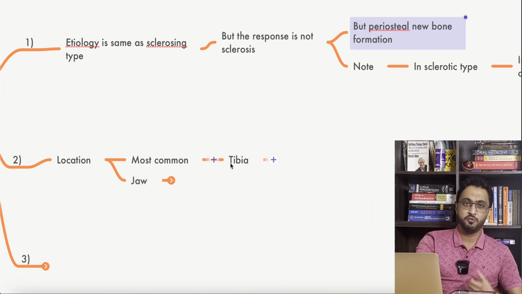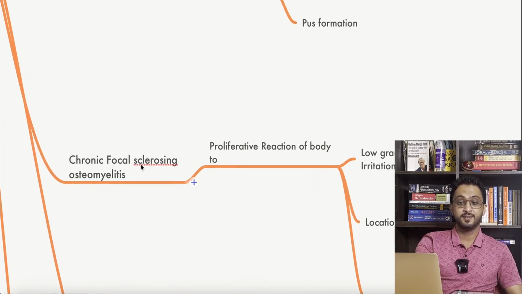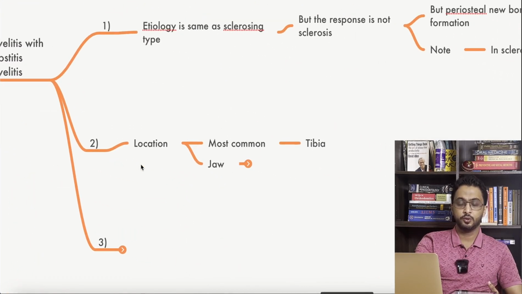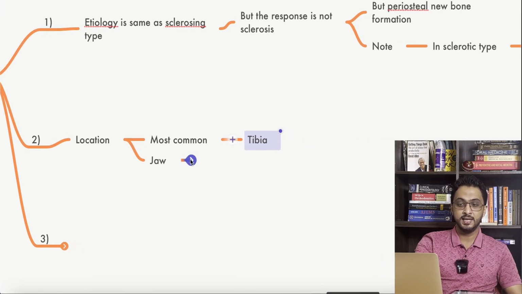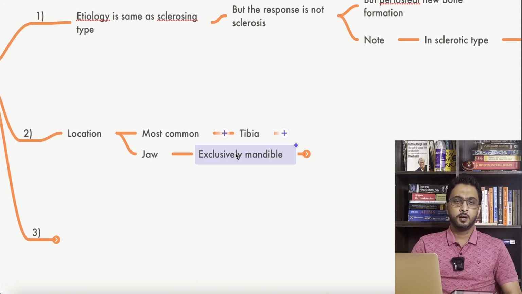It's tibia. Schaeffer's says it's not your jaw. If you see other types, especially focal sclerosing, one more thing: focal sclerosing osteomyelitis, other name is condensing osteitis. I've already said this in the previous lecture. So here it is tibia. Very important question. And in case of jawbone, it is exclusively in mandible. Basically, please understand, most of the osteomyelitis, if not all, is seen in mandible only. What is the reason?